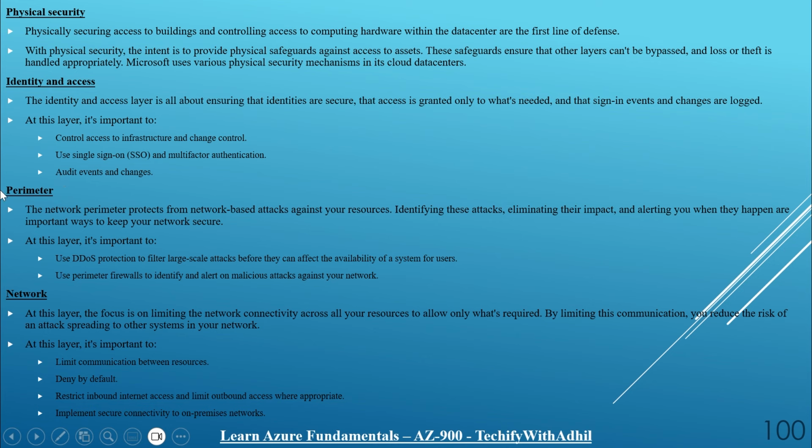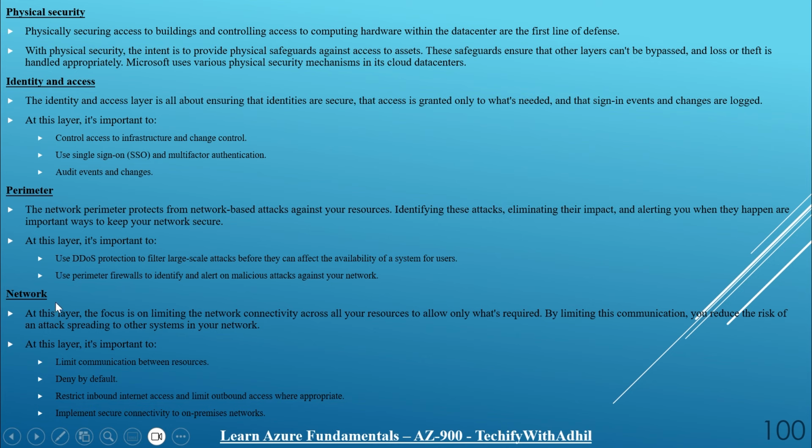So, the perimeter. The network perimeter protects from network-based attacks against your resources. Identifying these attacks, eliminating their impact, and alerting you when they happen are important ways to keep your network secure. At this layer, DDoS protection is important to filter large-scale attacks, along with a perimeter firewall to identify and alert on malicious attacks against your network.